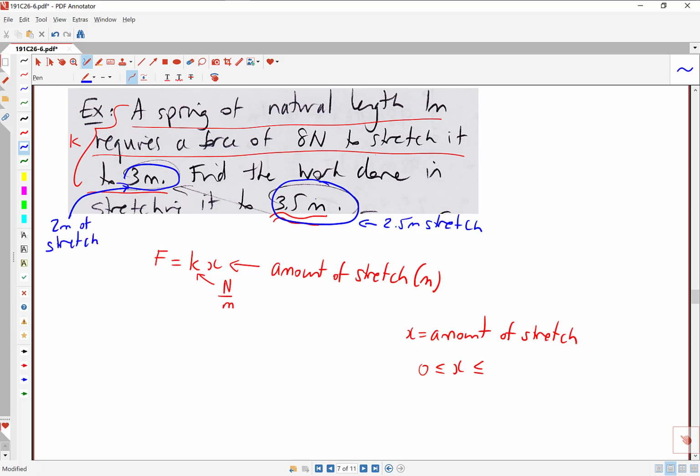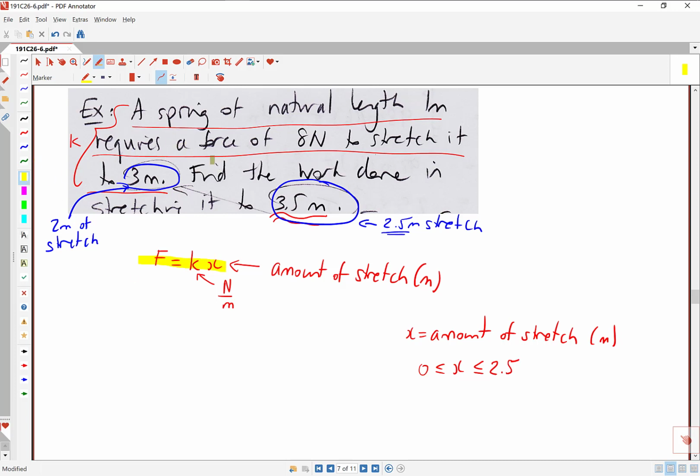Okay, so the amount of stretch that this spring will be experiencing by the end of the problem is going to be 2.5 meters. So x will be running from 0 to 2.5, measuring everything in meters over the course of the problem. Okay, so now that we've got that figured out, let's go over here and look at Hooke's law, and we'll figure out what our force is.